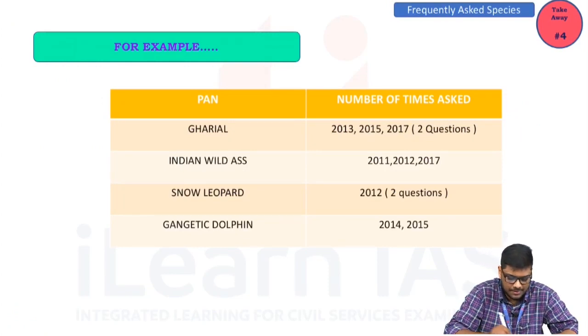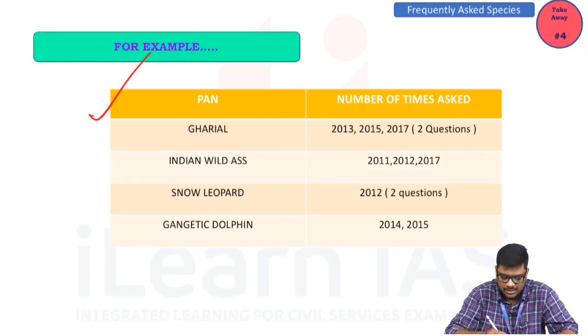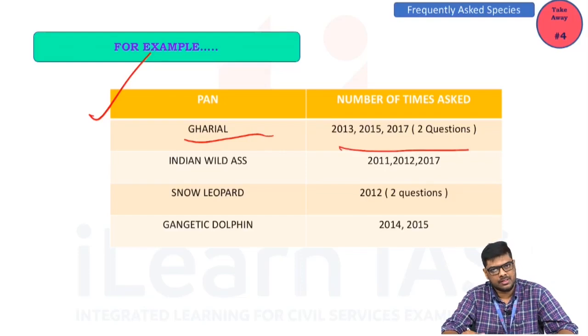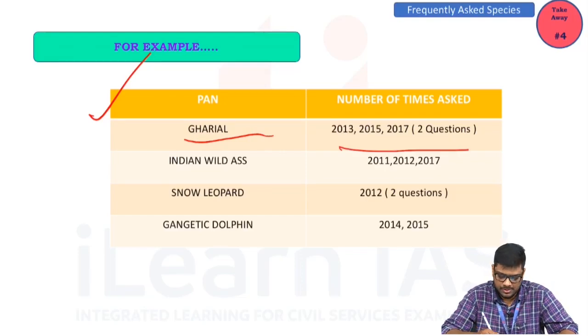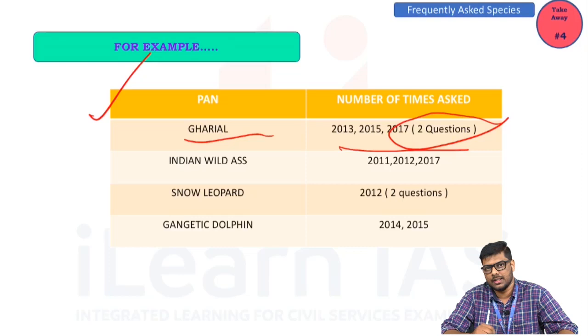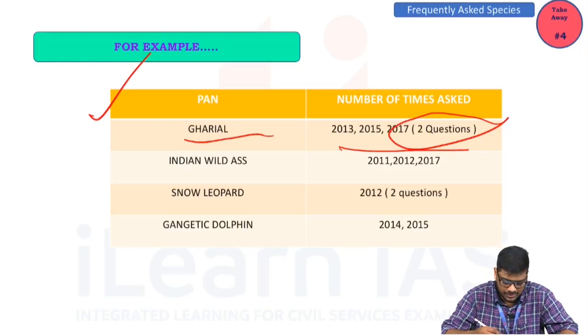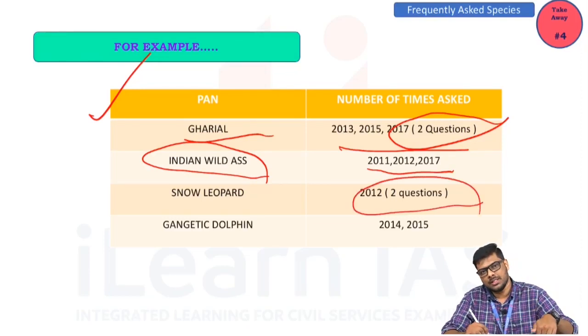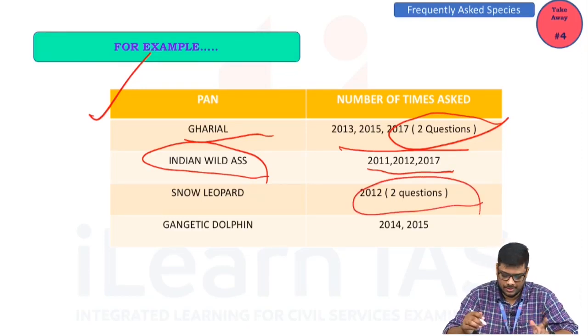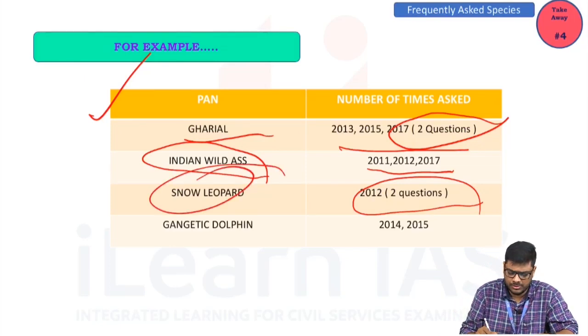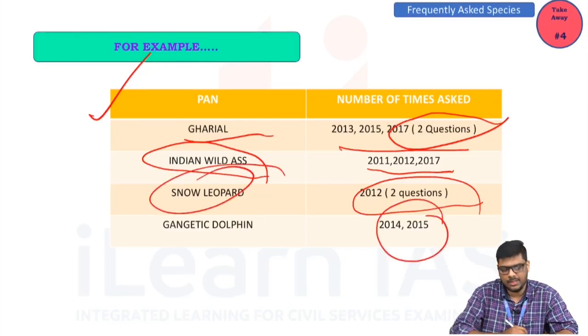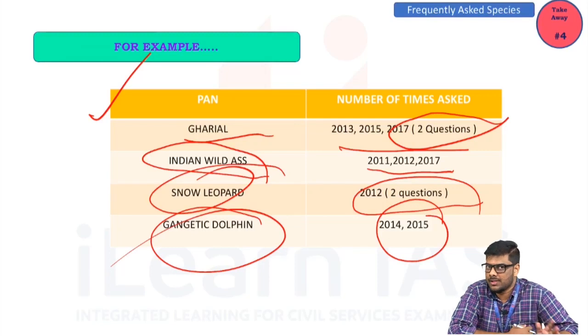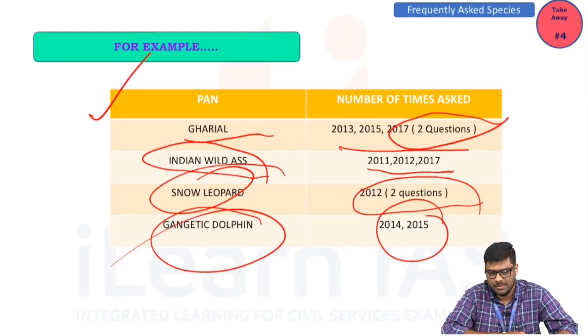So this is the sample set. Gharial got asked in 3 different years but 4 times, because in 2017 there were 2 questions based on gharial. And in 2011, 12 and 17, Indian wild ass was repeated. And in 2012, the same year, snow leopard got repeated twice. And in 2014 and 15, Gangetic dolphin was repeated. So this is only a sample set. More examples are there.